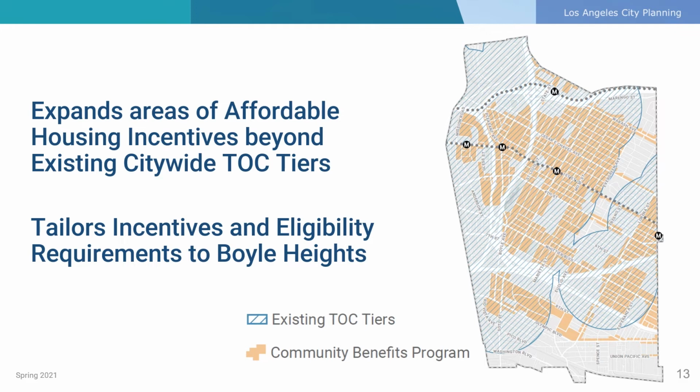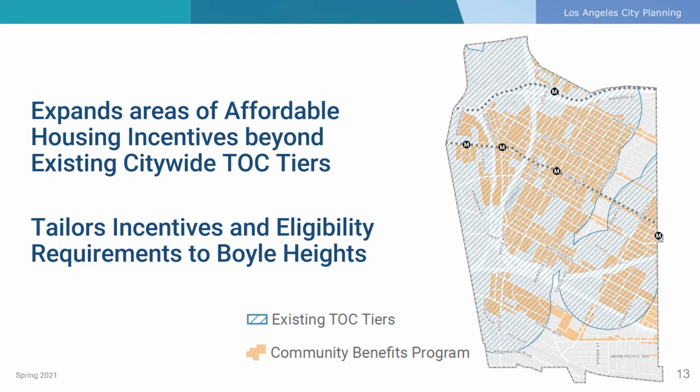The program expands the opportunity for affordable housing incentives beyond the existing TOC tiers, which are determined based on frequency of transit service. In addition, the Boyle Heights Community Benefits Program tailors the incentives as well as the eligibility requirements to Boyle Heights. What this means is that in areas with high concentration of rent-stabilized units and built-out multi-unit housing, the incentives offered are reduced from what TOC would allow under today's existing guidelines.